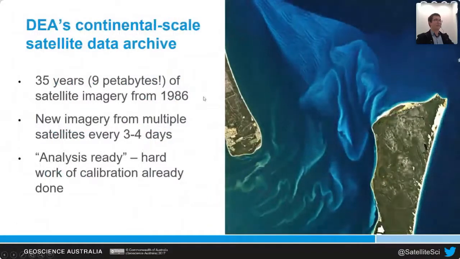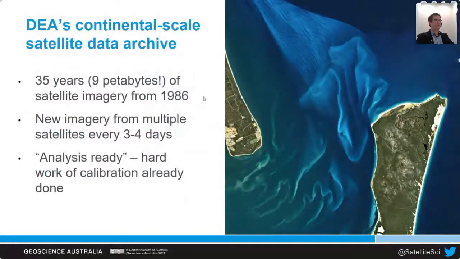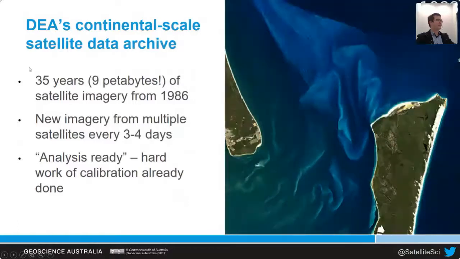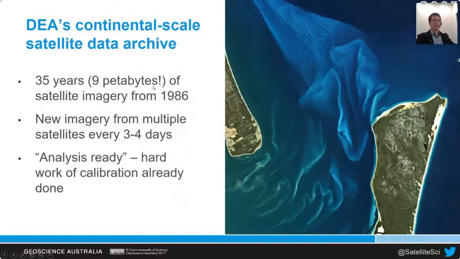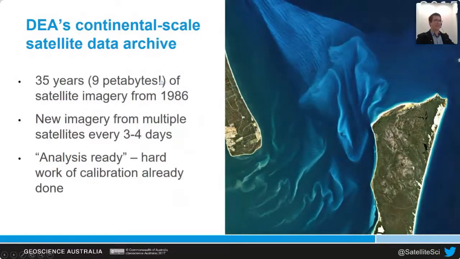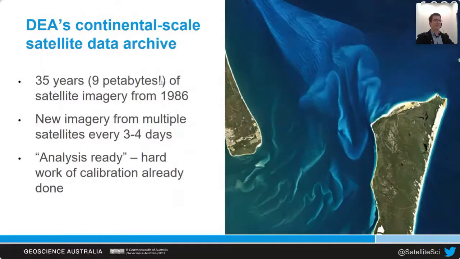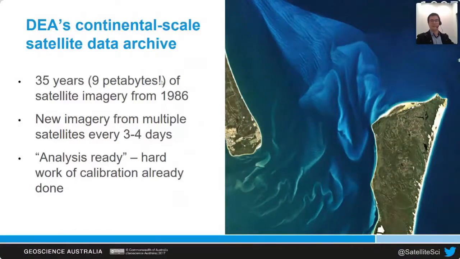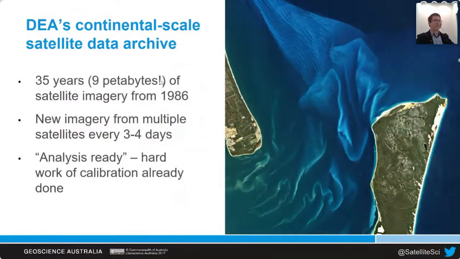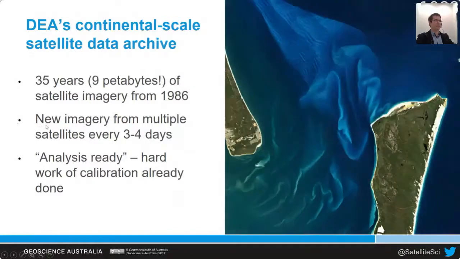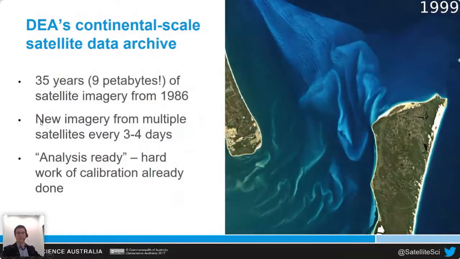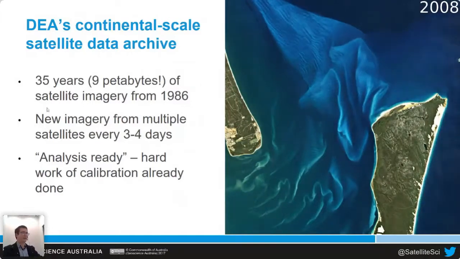This all leads to a huge amount of data. In the Digital Earth Australia archive, we have about 35 years of satellite data extending back to 1986, and that's about 9 petabytes of data. That scale is hard to comprehend. If you imagine a 128 megabyte USB drive, that's 70 million of them. So it's just really vast amounts of data, and it's growing quickly. We get new images roughly every 3 to 4 days between all of the satellites we have in the archive.